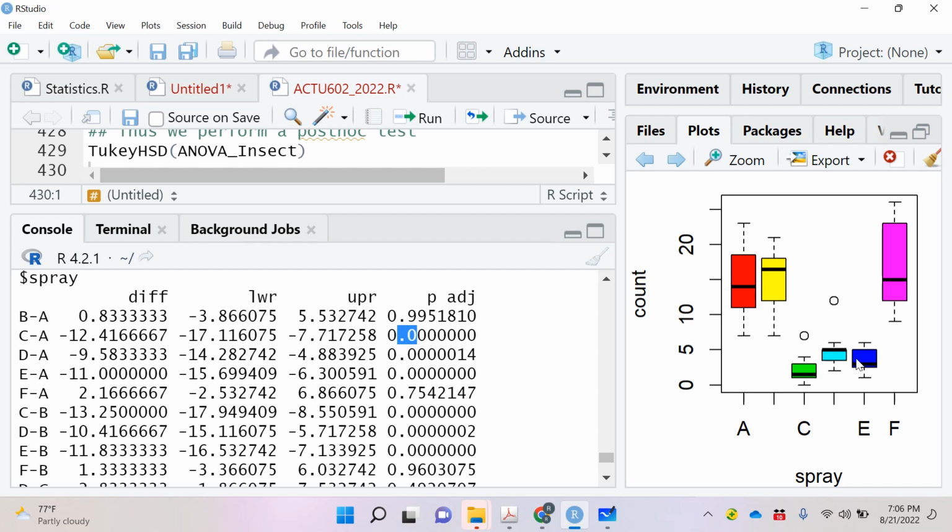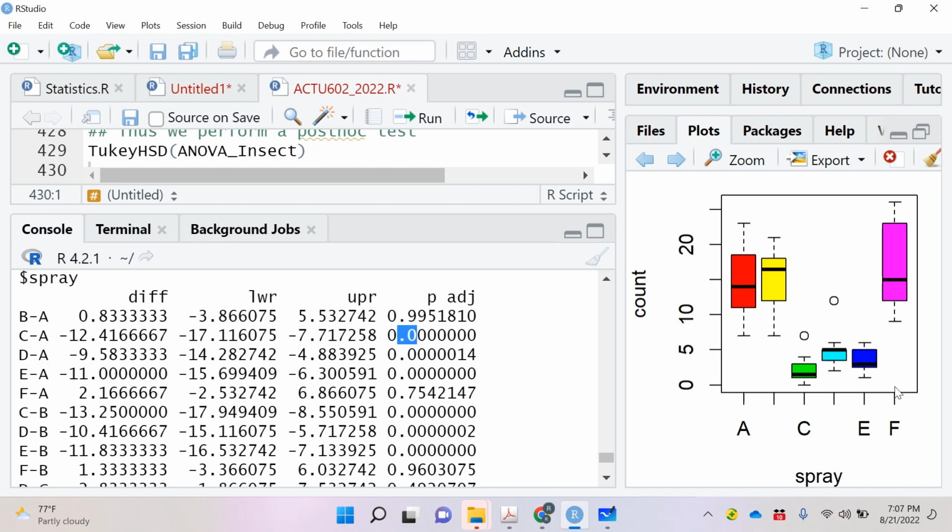So we can throw this one away. So we can then concentrate on A, B, and F. Is that okay? Because we want the one with the highest count of insects.